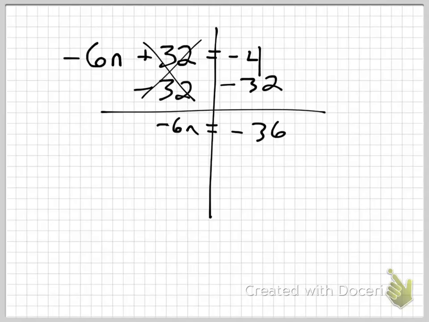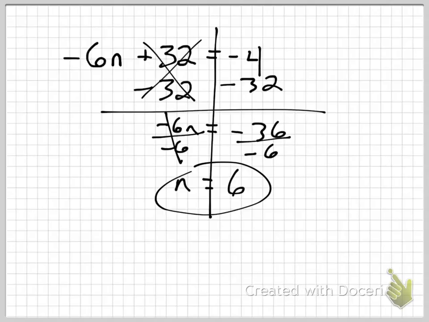Now what? Is the variable happy yet? No. He's being multiplied by negative 6. How do I get rid of multiply by negative 6? Divide by negative 6. Those negative 6's are gone. That leaves me with n equals, what is negative 36 divided by negative 6? A negative divided by a negative is a positive. What is it? 6.